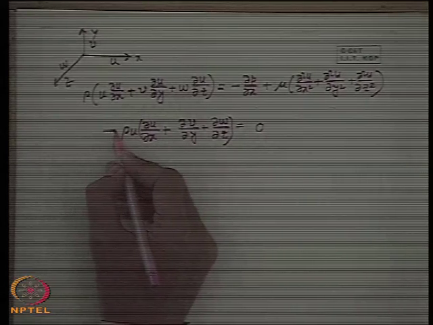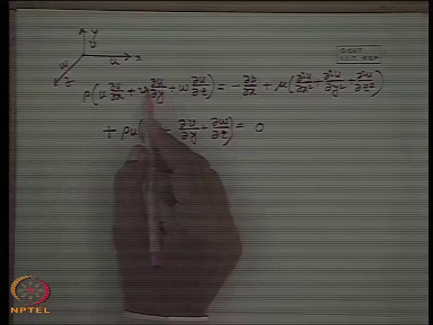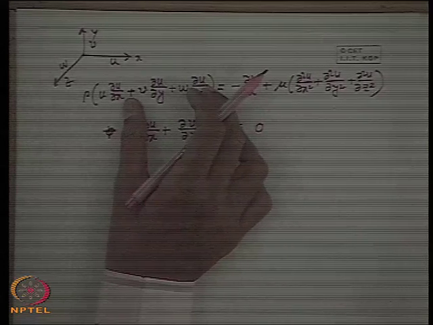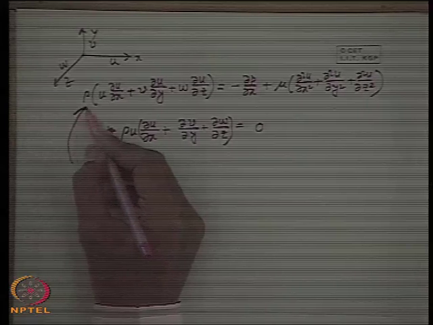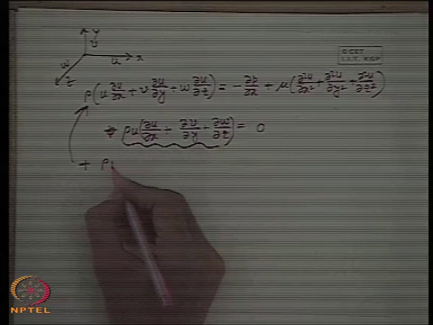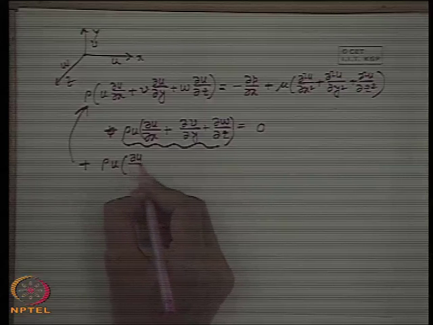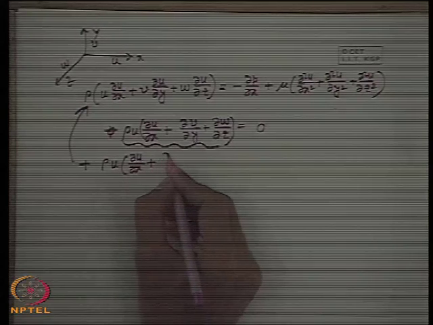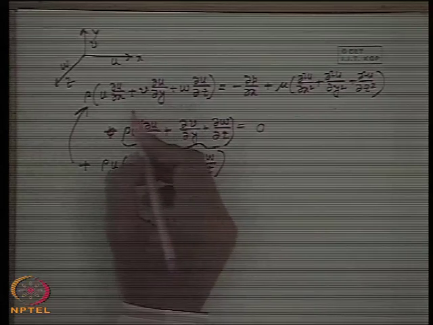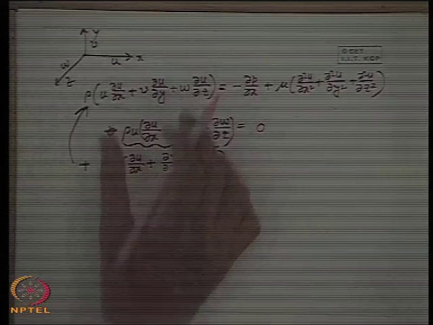Then we add this quantity, which is equal to 0, to the left hand side. Because this quantity is 0, we can add it to the left hand side without altering the equation.